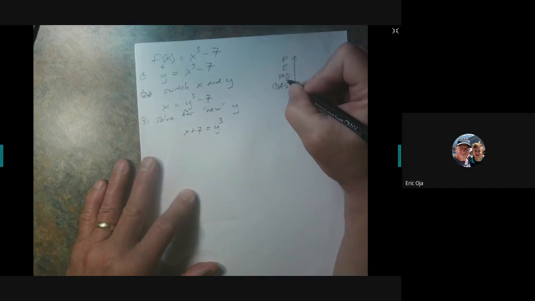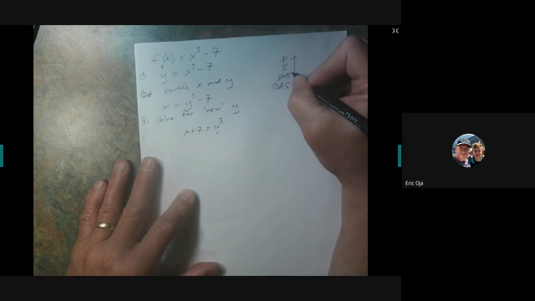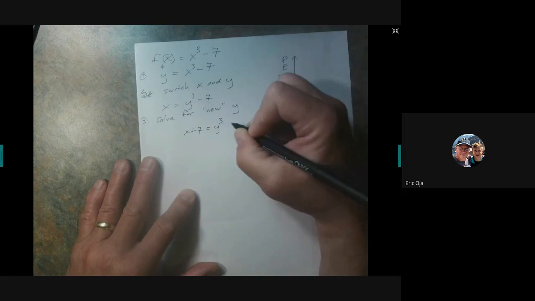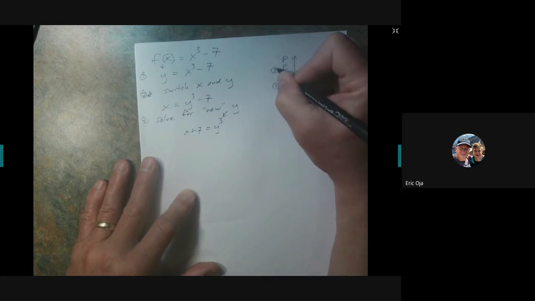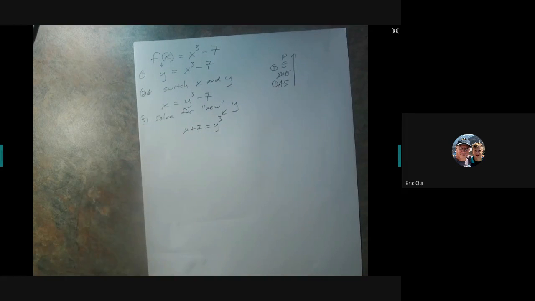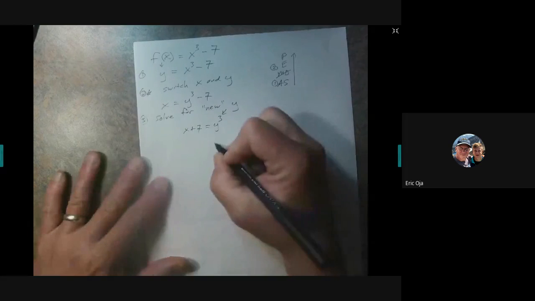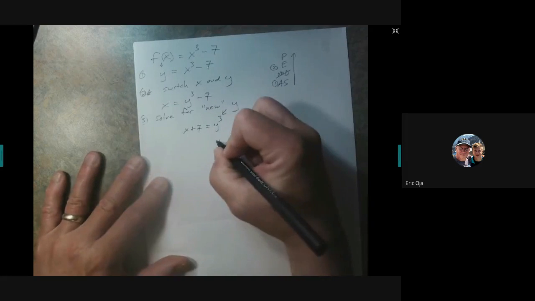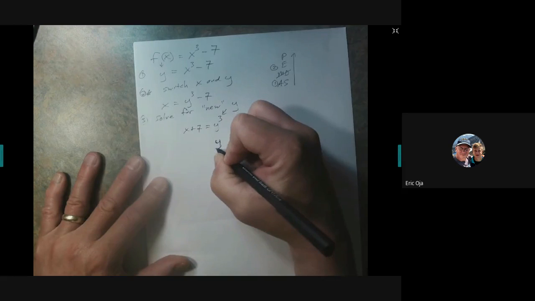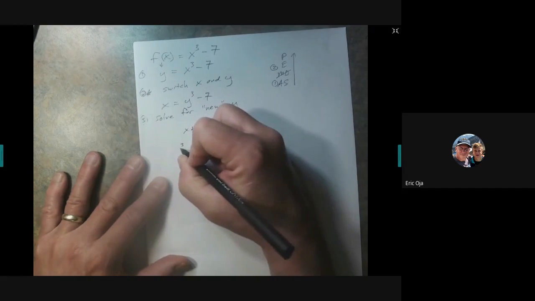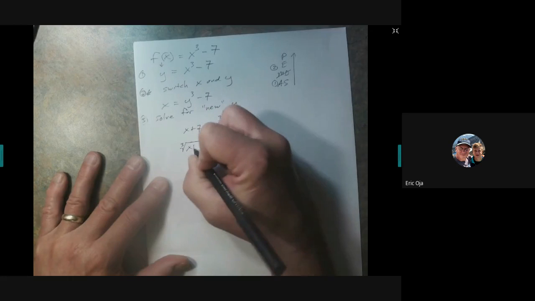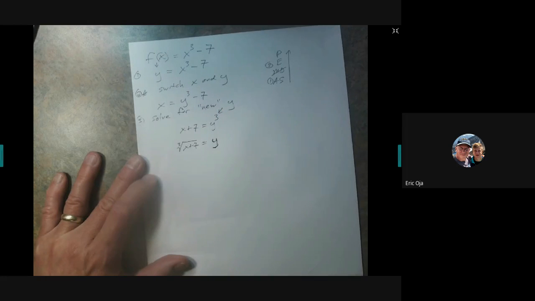There's no multiplication or division to do, but there is an exponent that I have to undo, and you were correct. How do I undo cubing something? You cube root it. So then I would get y equals the cube root of x plus 7.